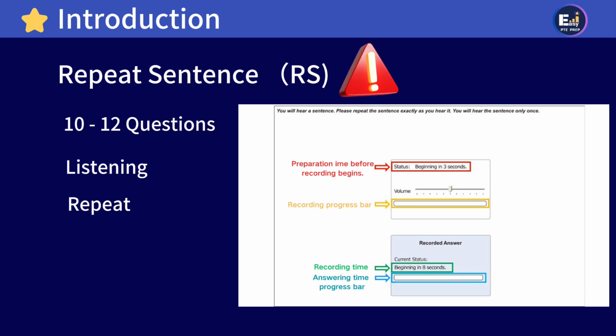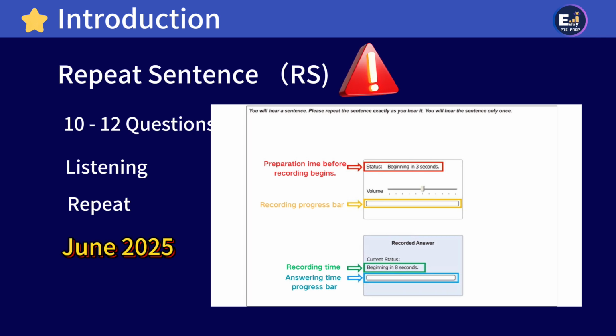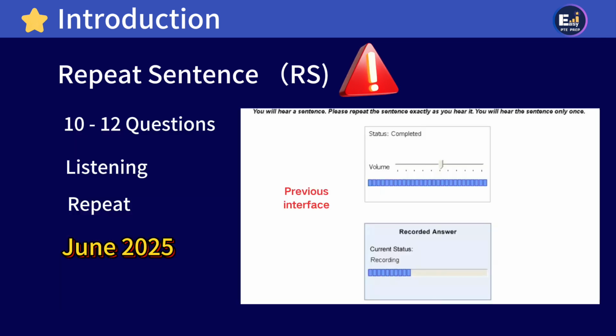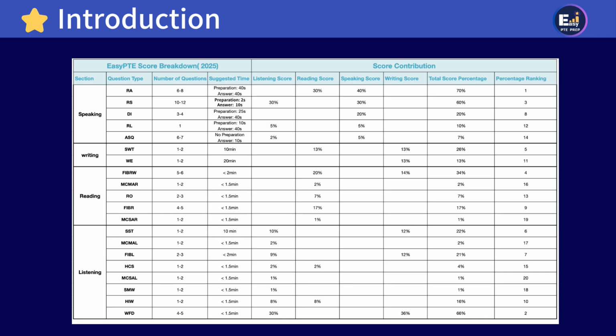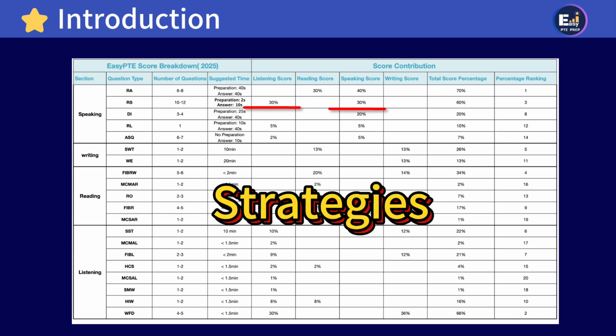But please note, in June 2025, the exam interface has changed. The previous interface looked like this. The new interface now looks like this. Among all question types in PTE, RS gives the third highest score contribution to your overall score. It contributes points to both the listening and speaking sections. This is very important. This is also closely related to the answering strategies I will share with you next.